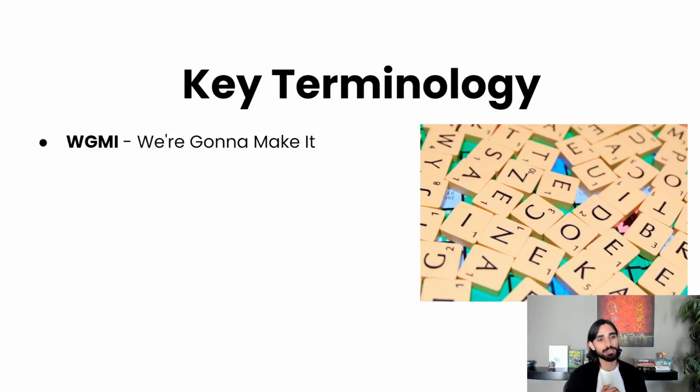First term, WGMI. We're going to make it. This is a term used by bulls, people who are bullish on crypto, because they know, we know, that we're going to make it.